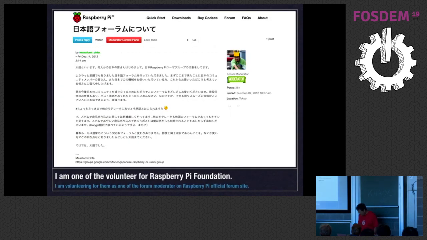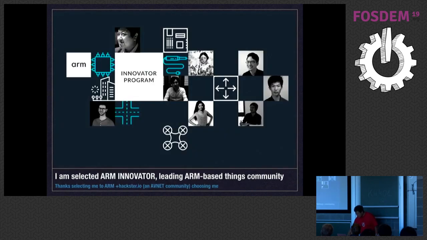And now I moderate the Japanese forum, and sometimes help with the other language forums to check them. I also contribute to ARM, as an ARM Innovator, and on the ARM best committee.